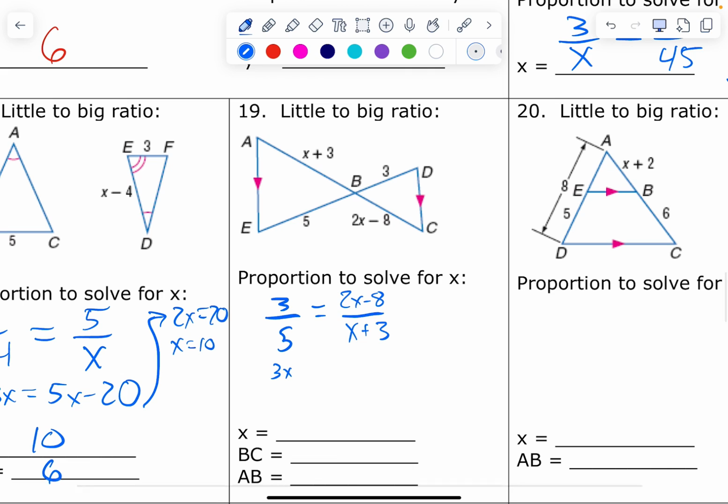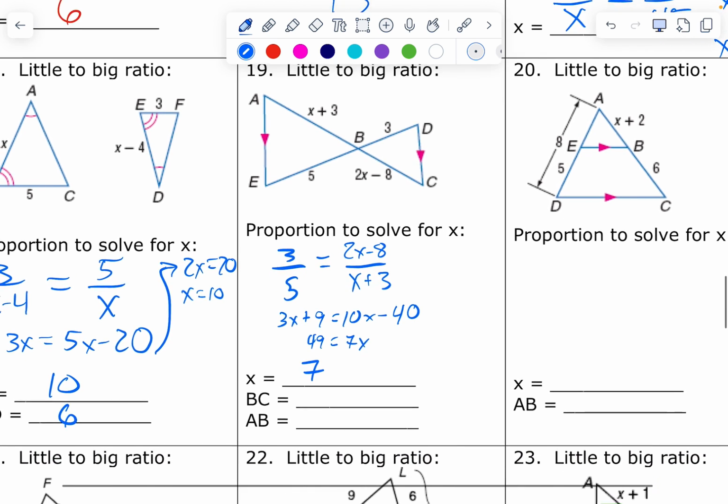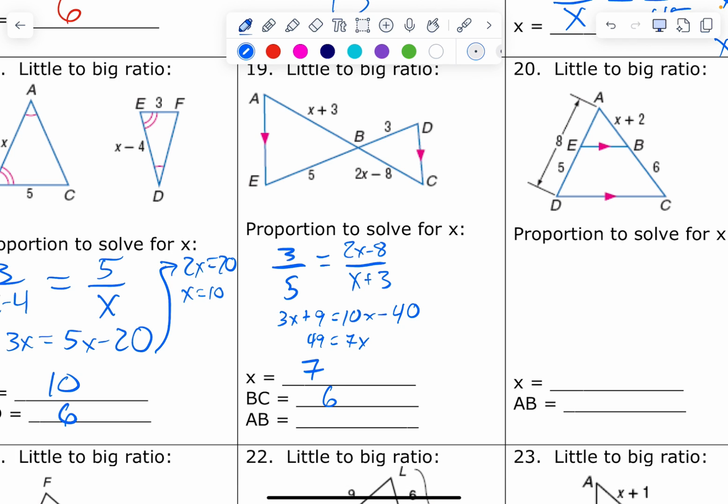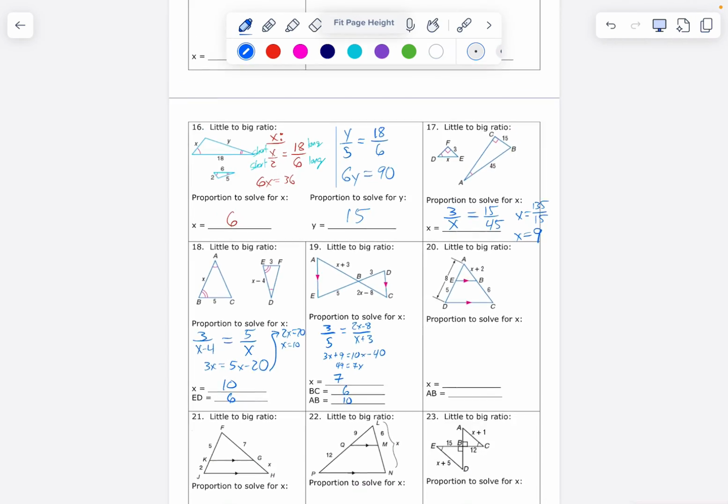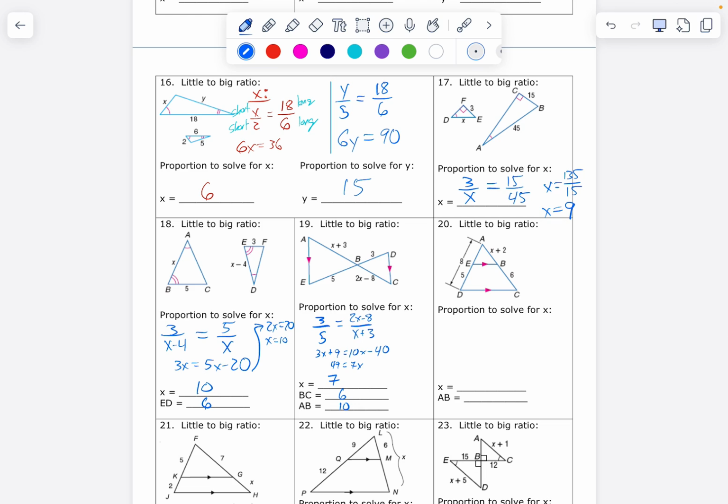So we get 3x plus 9 equals 10x minus 40. And then that's 7x equals 49. So x is 7. And we just plug stuff in. So BC is 6. And AB is 10. So I wanted to take time to talk through those since we hadn't really shown examples yesterday.